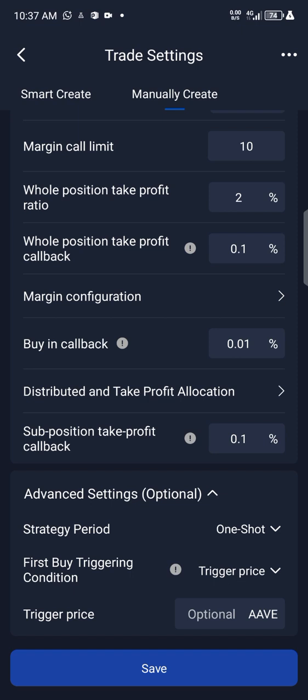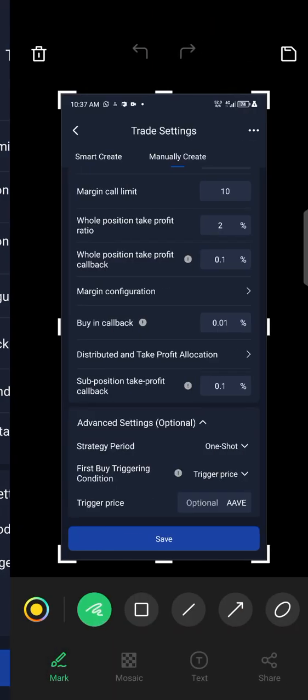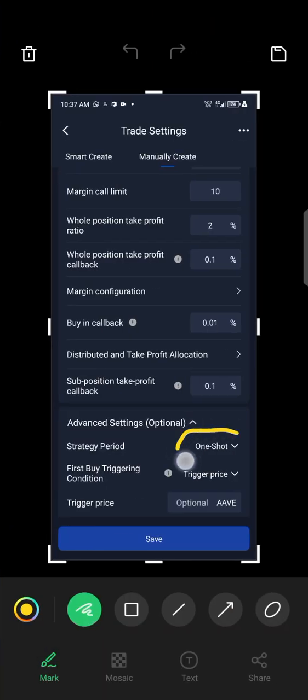So remember that the strategy period we are trading with is one shot. Remember, we are not doing cycle for now. One shot is the best way to go for now. So it's one shot for our strategy period. Good. And then we'll see that the first buy triggering condition is where our key interest is.